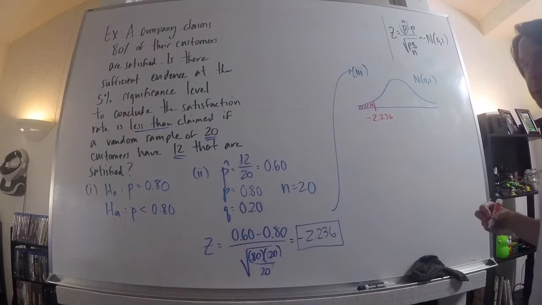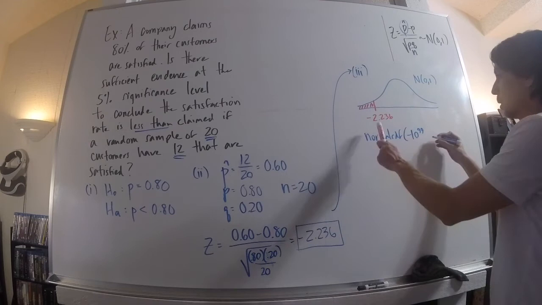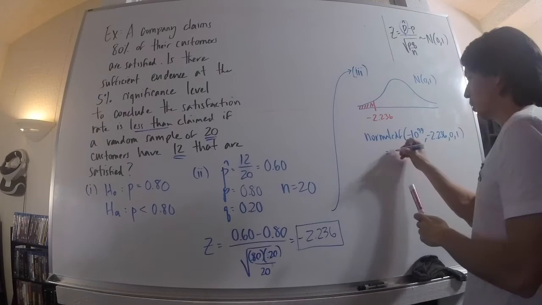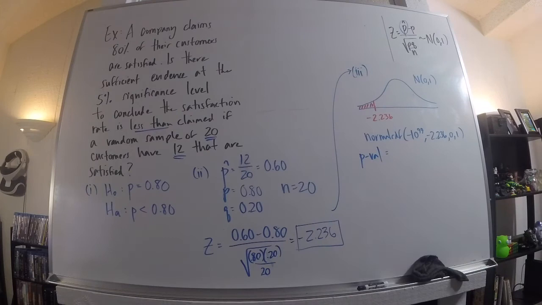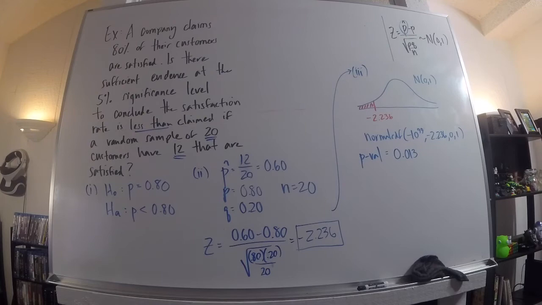All right, it's normal CDF again. Standard normal, so negative 10 to the 99 is my lower. My z-statistic is my upper, and 0 and 1 are my parameters. And that is my p-value. Let me label that. I got 0.0127, but I'll round it off to three places so I can think of it as a percentage. That's 1.3%. And that's the end of step three, finding the p-value.